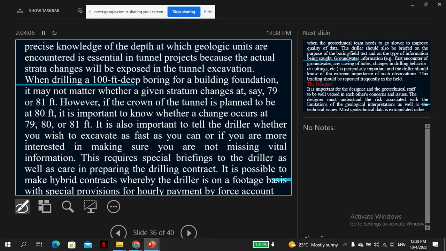It is also important to tell the driller whether you wish to excavate as fast as you can, or if you are more interested in making sure you are not missing vital information. This requires special briefing to the driller as well as care in preparing the drilling contract. It is possible to make a hybrid contract where the driller is on a footage basis with special provisions for hourly payment. So as a design engineer, you're not working in isolation, you'll work with other people, like the drillers, and you'll need to employ someone else. So all this is important.